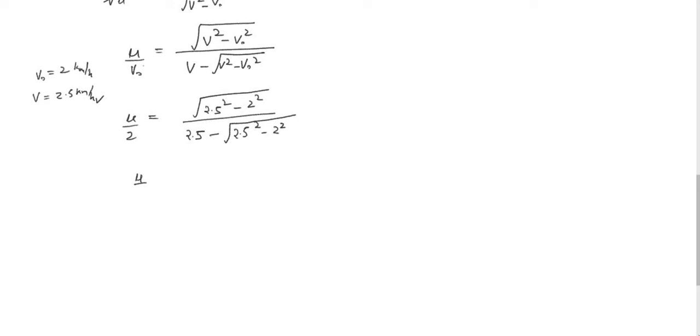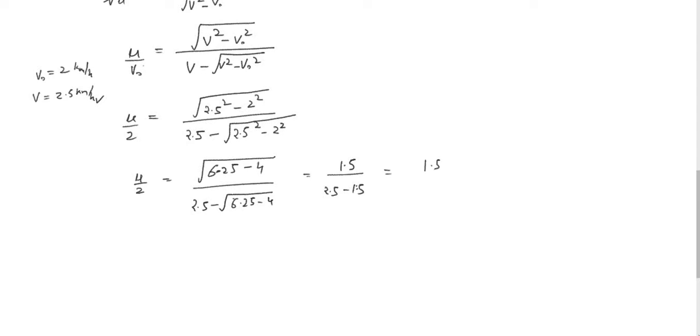We can write it like this: u by 2 is equal to under root of 6.25 minus 4 divided by 2.5 minus under root of 6.25 minus 4. It is equal to 1.5 divided by 2.5 minus 1.5, which is equal to 1.5 by 1. So u will be equal to 3 kilometer per hour, and it is our answer.